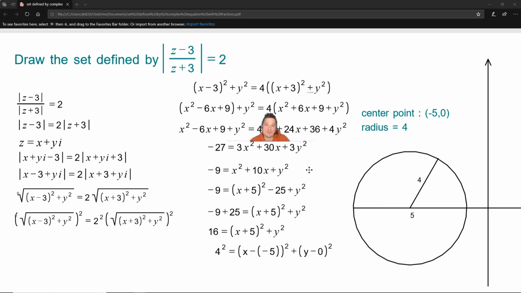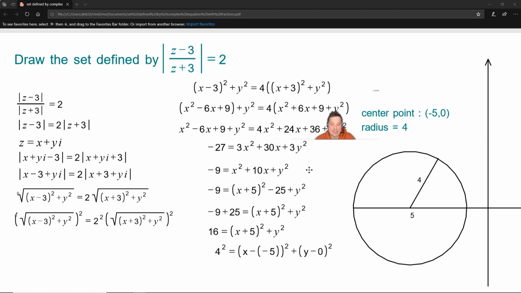Next move, I need to take that 4 and distribute it to each term inside the parentheses. So this is what I'm going to do. I'm going to have 4 times x squared, which is 4x squared. 4 times 6x is 24x. 4 times 9 is 36.